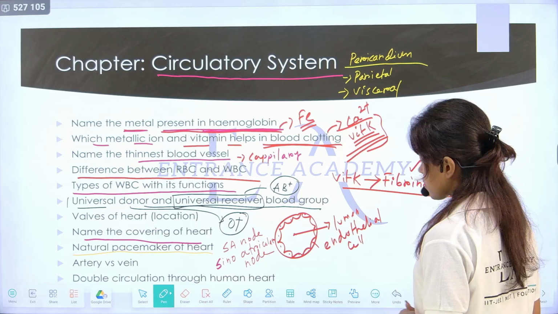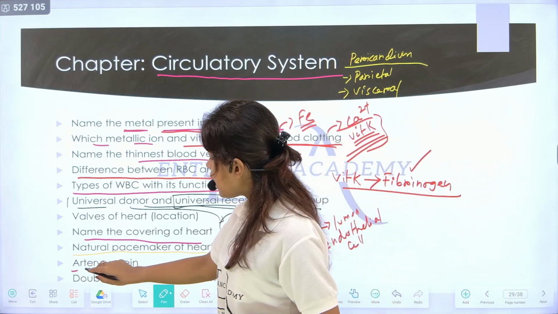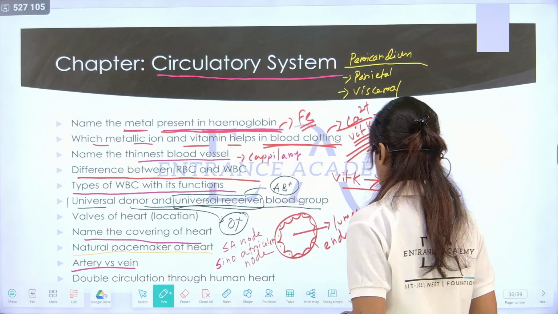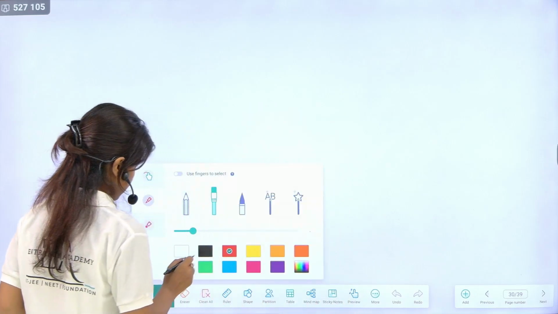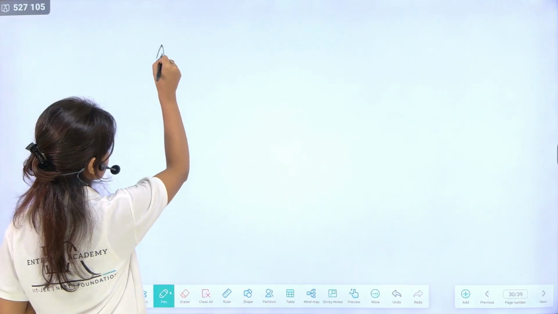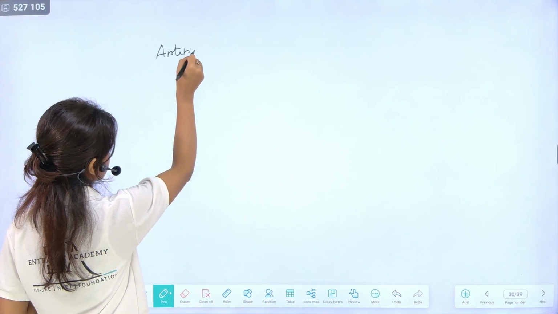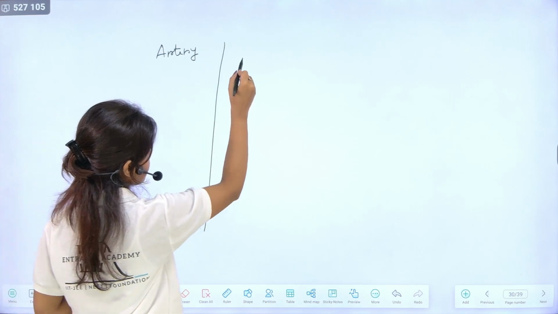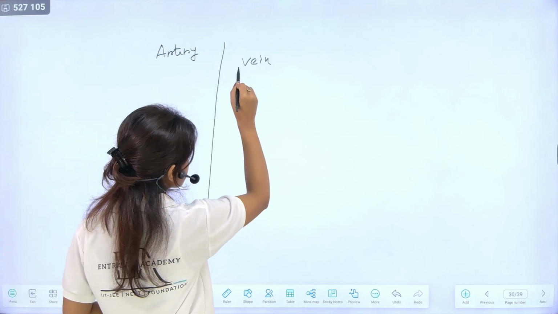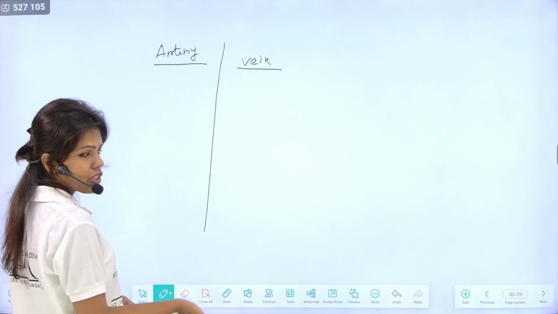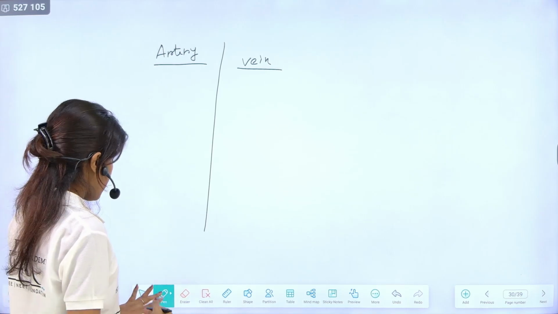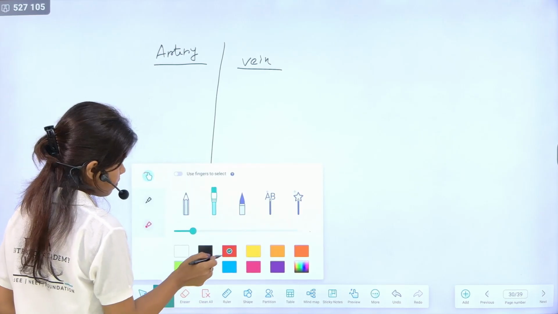Next, the difference between artery and vein. Another important question. Here also first we will discuss the structural aspect, then we will discuss the functional aspect. So let me draw a diagram.